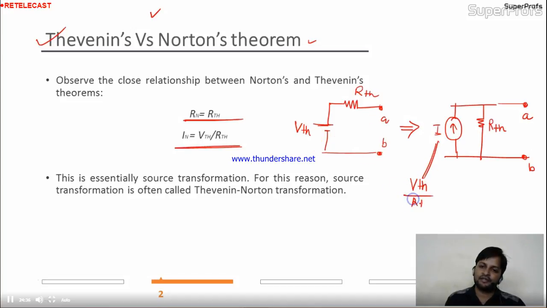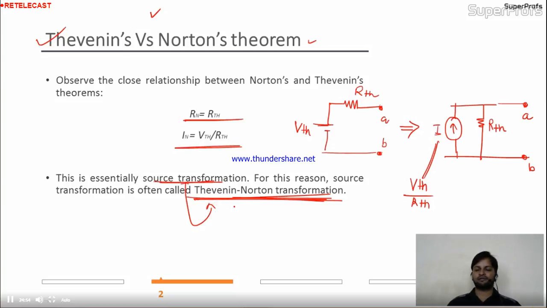This is nothing but source transformation, right? So can I say this is essentially source transformation? For this reason, source transformation is often called the Thevenin-Norton transformation. Please remember this point. Source transformation, I can say Thevenin-Norton transformation also. Okay. I hope this is clear to you.